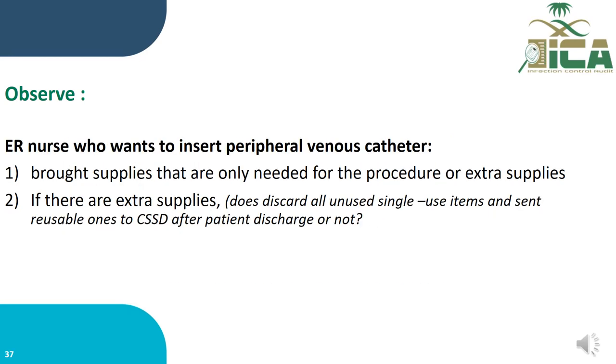Also, you can observe any ER nurse who has a procedure. She will insert a peripheral venous catheter for a patient, and you will see what supplies she takes for the procedure. She may take just the needed supplies, or she may take extra supplies.